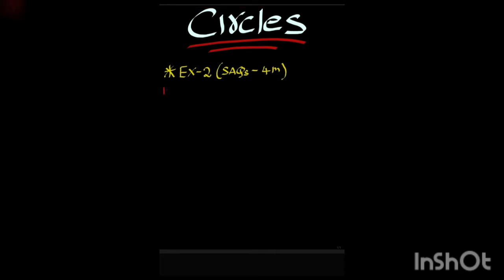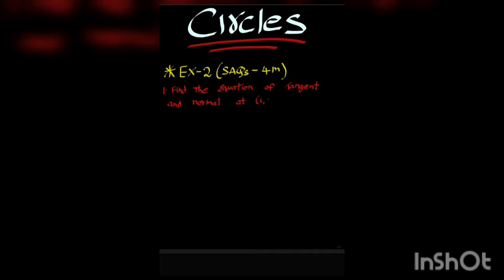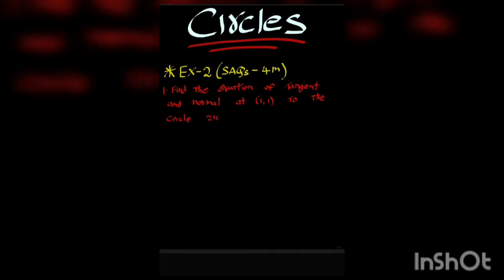Find the equation of tangent and normal at (1, 1) to the circle 2x² + 2y² - 2x - 5y + 3 = 0.